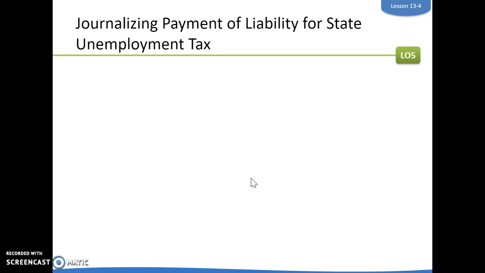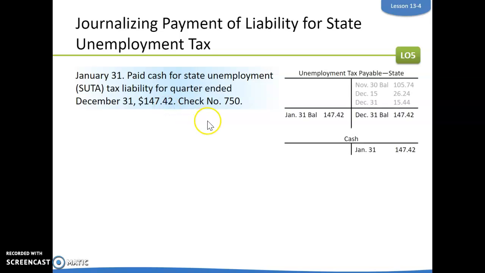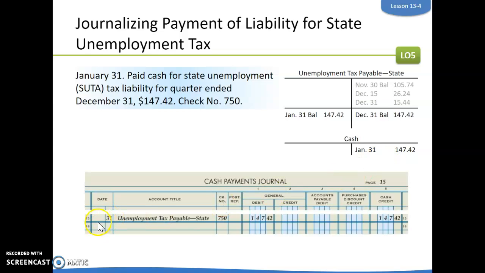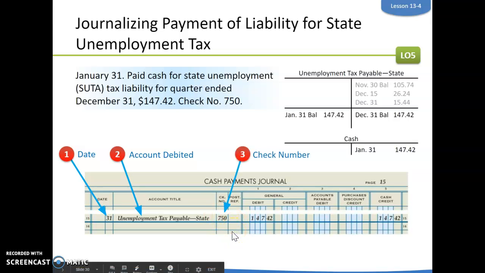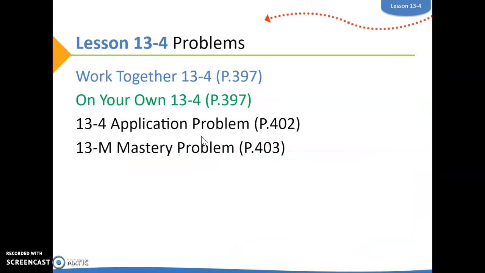So now we'll go to the state unemployment tax. So January 31st, again, paid cash for state unemployment, or SUTA, tax liability for quarter ended December 31st, $147.42, check number 750. Again, same amount here because I'm paying off that liability, and then I am paying out cash, so $147.42 here. Again, date, unemployment tax payable state, check number 750, the debit amount, and cash credit in the same line. We will go to the work together.